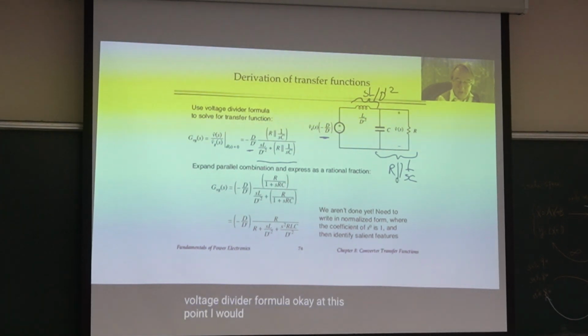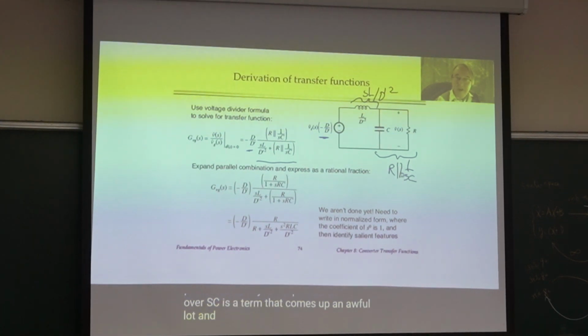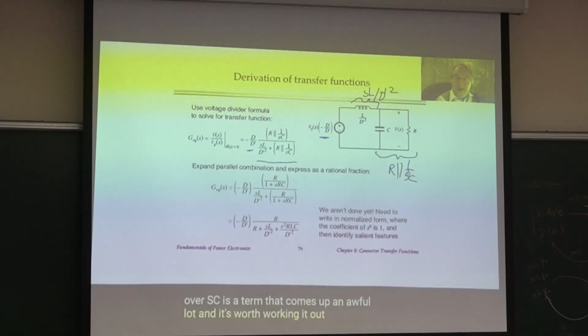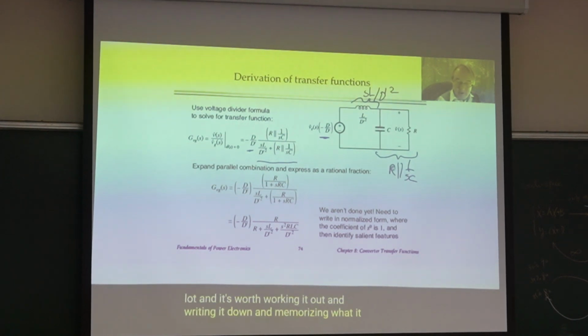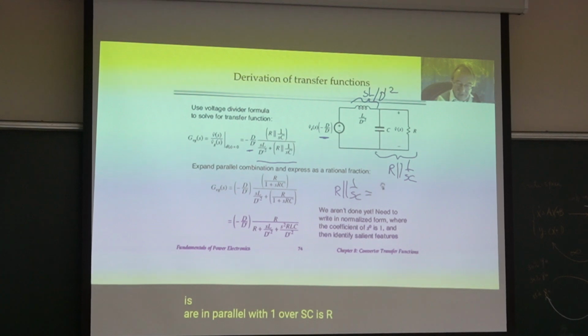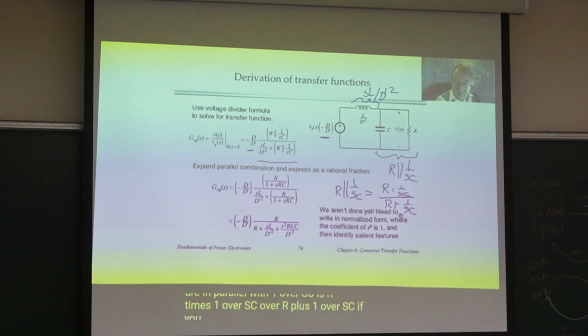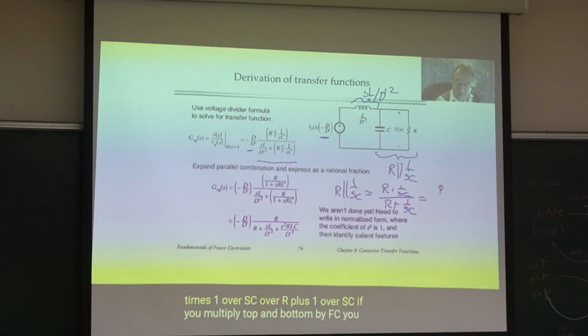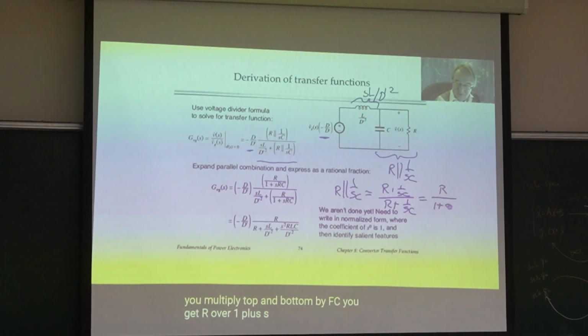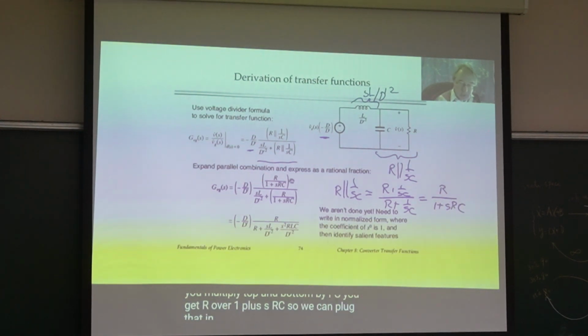Okay, at this point, R in parallel with 1 over sC comes up a lot, and it's worth working it out, writing it down, and memorizing what it is. R in parallel with 1 over sC is R times 1 over sC over R plus 1 over sC. If you multiply top and bottom by sC, you get R over 1 plus sRC. So this one is equal to this one, and we can plug that in.